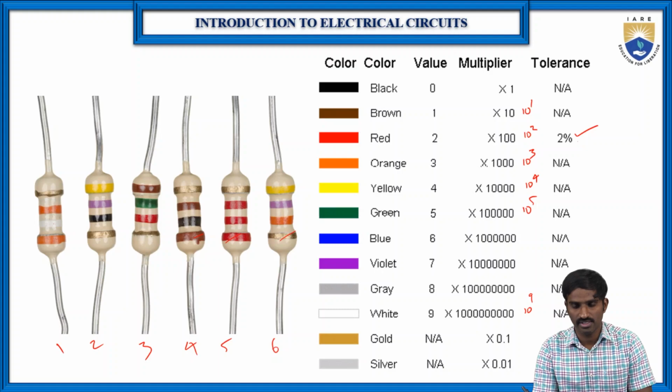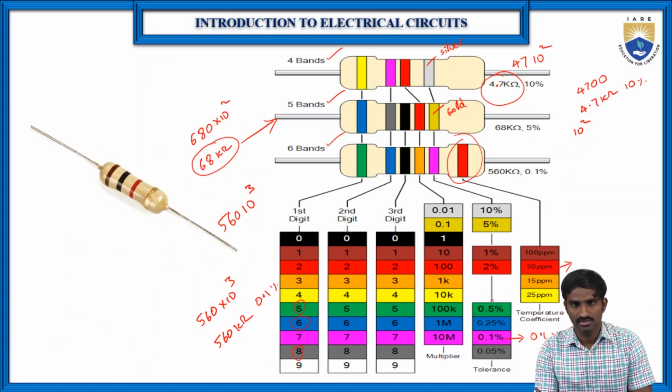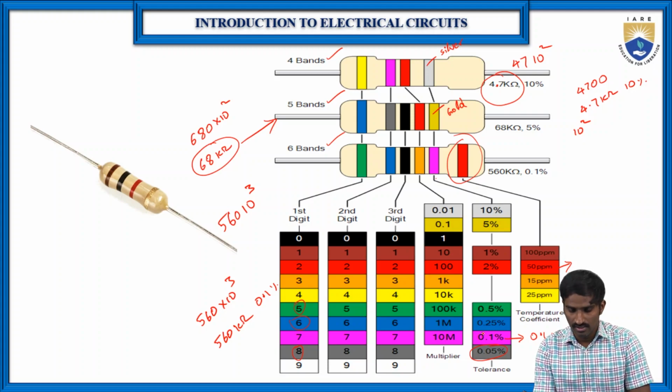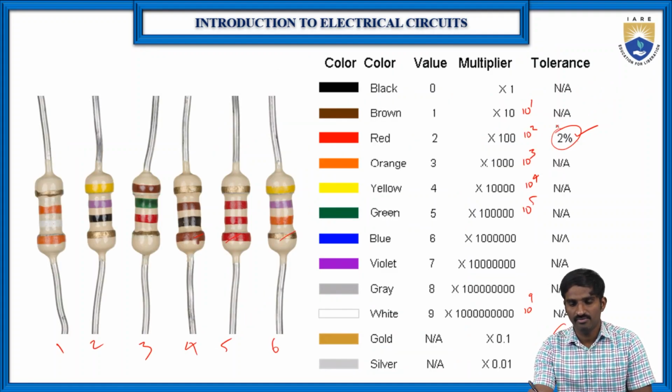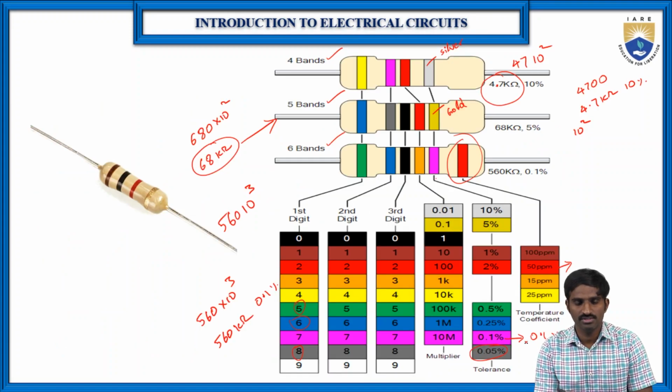Don't get confused again, because here only these 3 colors have the tolerance value. All others are not available, but the other colors we have also mentioned. Don't get confused, because 0.5 and 0.25 are very small when compared to 5% and 10%. Even the brown color is 0.05%, which means it is negligible. That is the only reason that I didn't mention it here. Right, so this is the way to identify the resistance value.